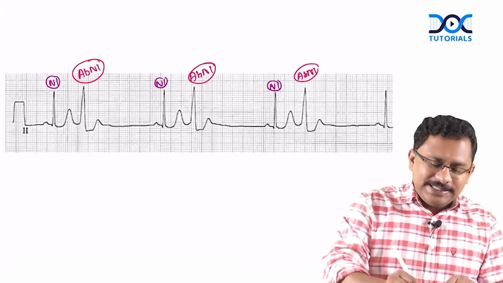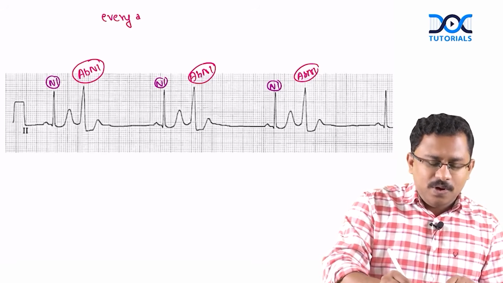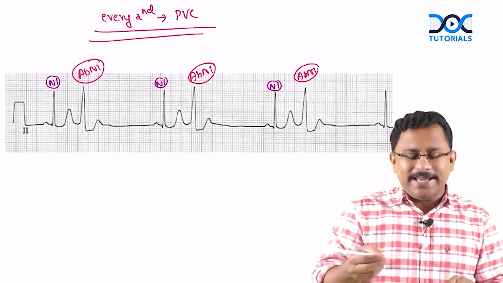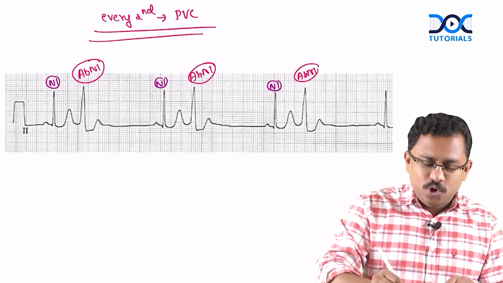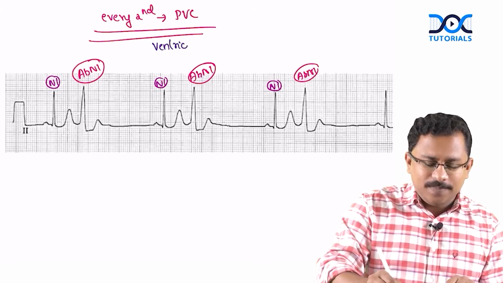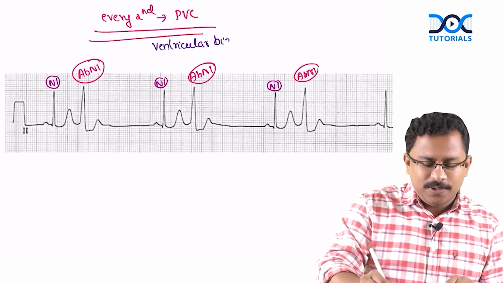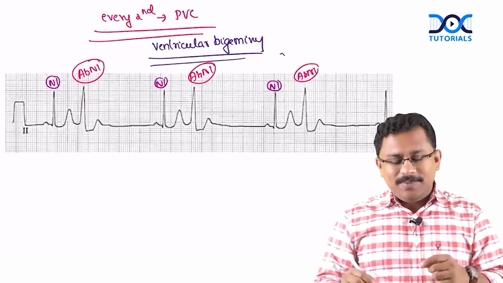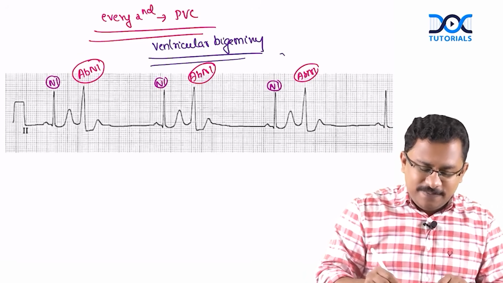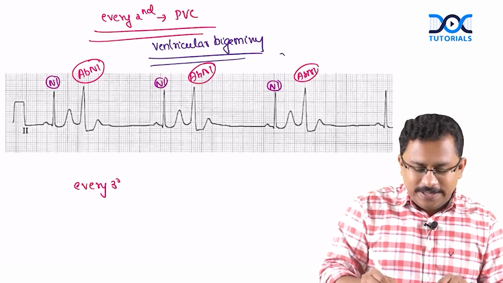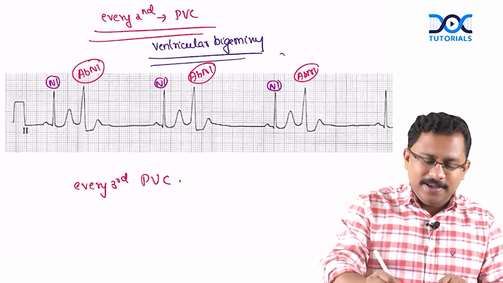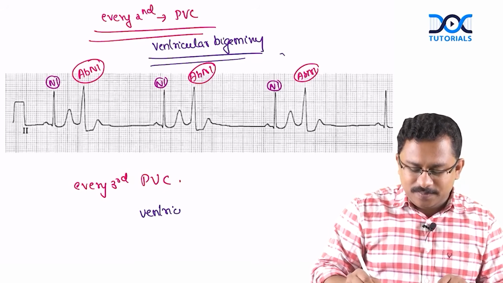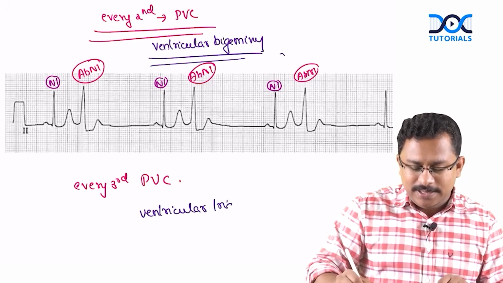So if every second complex is a PVC, you will call it a ventricular bigeminy. At the same time, if every third wave is a PVC, then you can call it ventricular trigeminy.